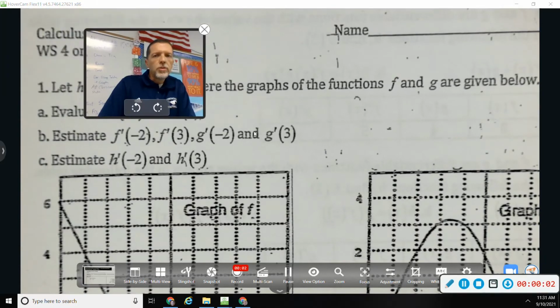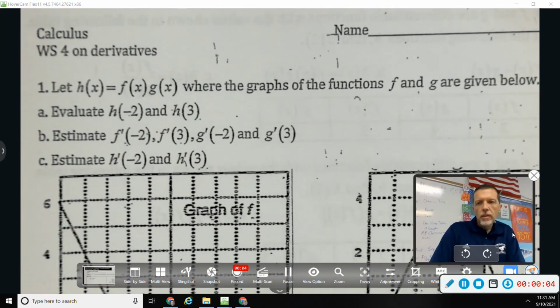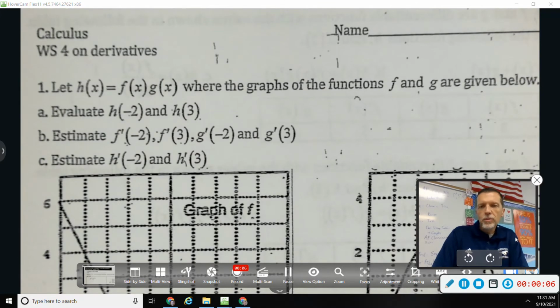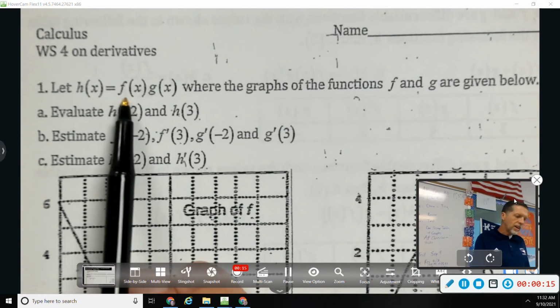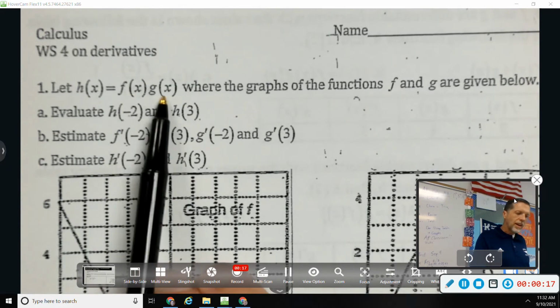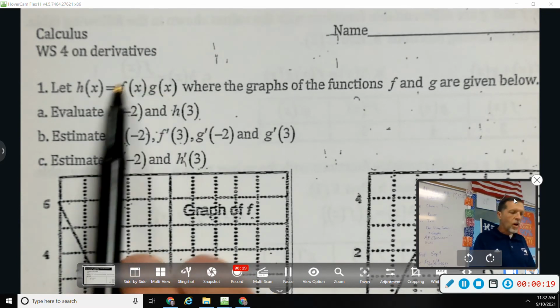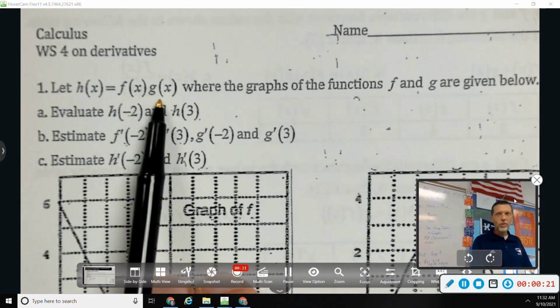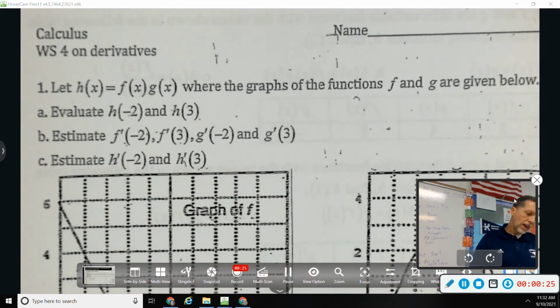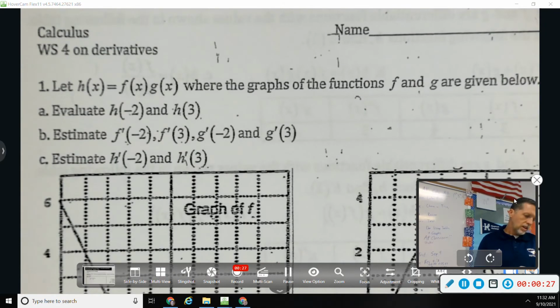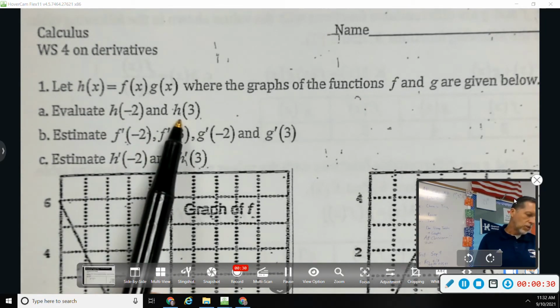Like I said, we'll do some together, and whatever we don't get to in class, which will probably be about half of the worksheet or so, the rest will be the assignment for homework. So number 1, let h of x equal f of x times g of x. So already my antennas are up for product rule, probably, where the graphs of f and g are given below. Evaluate h of negative 2 and h of 3.